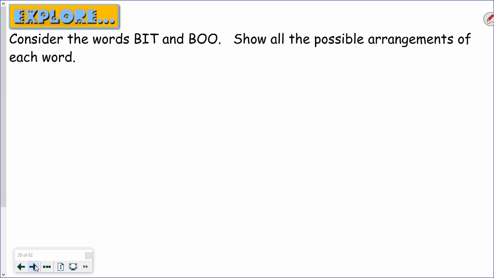So here's our first exploration type question. It said, consider the words bit and boo. Show all the possible arrangements of each word. So again, when they are talking about arrangements, that means that the order is going to matter. So let's start with the word bit. How many ways can I arrange those letters B, I, and T?